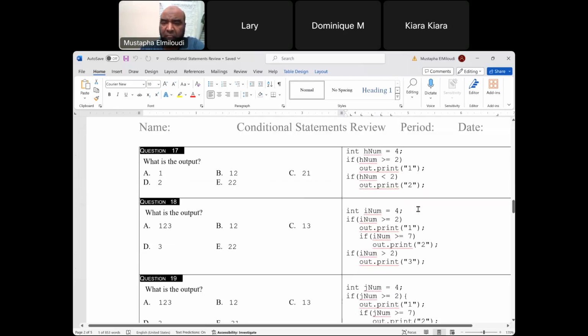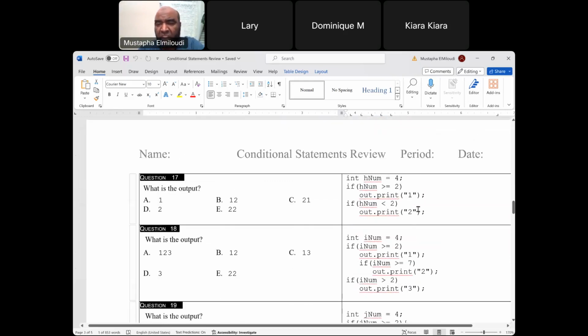Number 17. So we have two separate if statements. Each one of them is separate. So the first one, is 4 higher than 2? Yes, 1 will be printed. Is 4 less than 2? No. So only 1 will be printed. That's A.